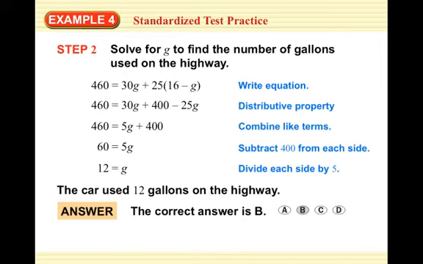Now, one thing we can do is plug in and double check our answer. Remember, you can always do that. So we're going to plug in 12 for the number of gallons used on the highway. So 30 times 12 plus 25 times 16 minus 12, that means there were 4 gallons for the city, equals 360, because 30 times 12 is 360. 25 times 4, because 16 minus 12 is 4, so 25 times 4 is 100. 360 plus 100 is equal to 460.